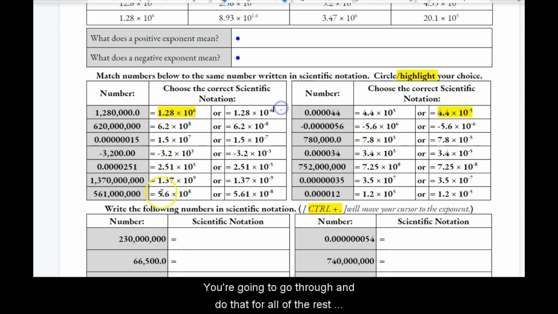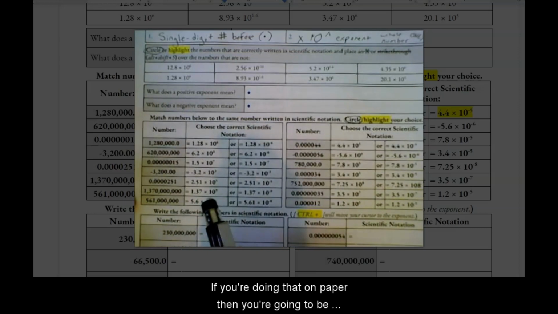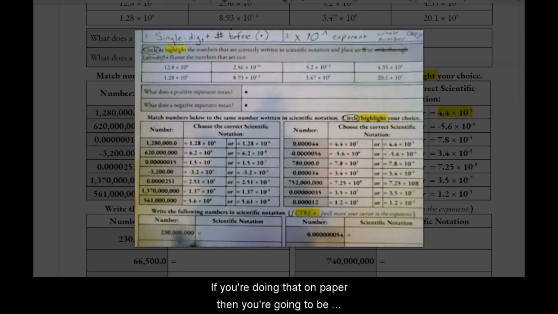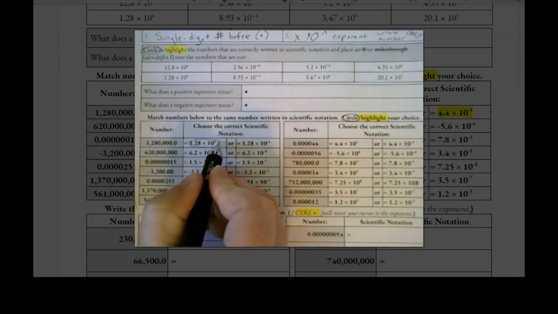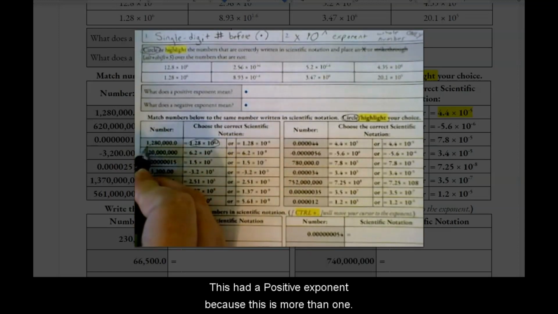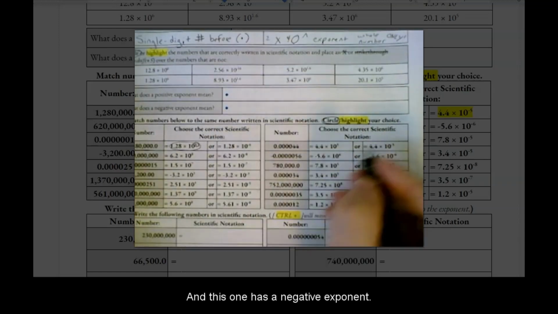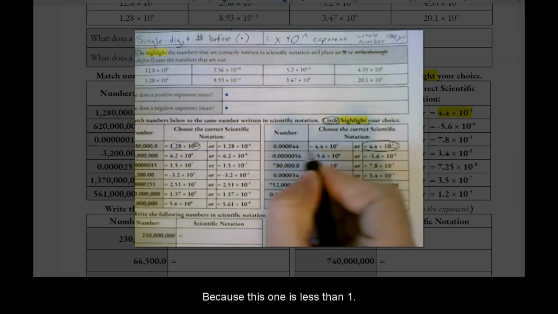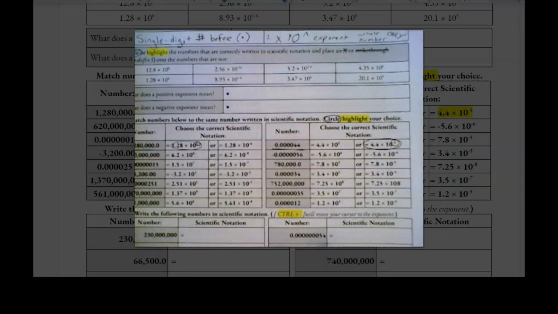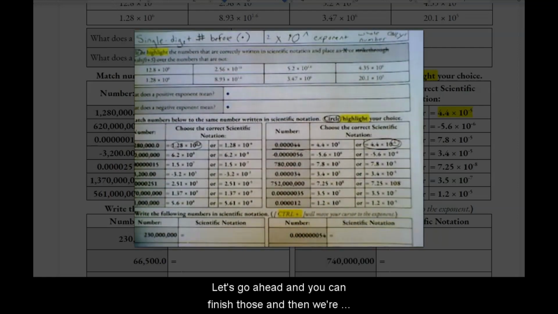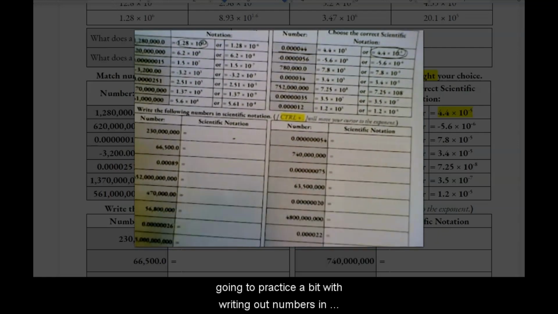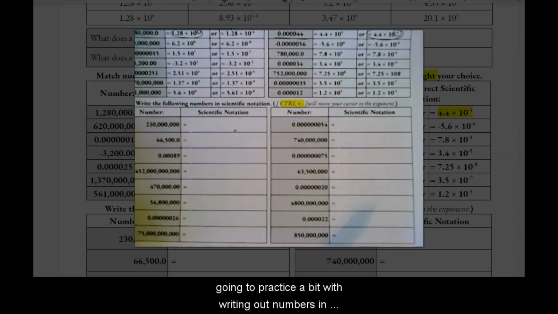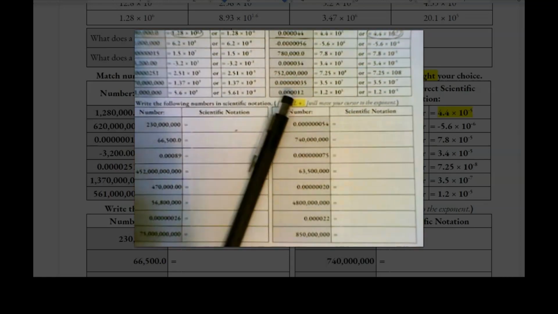So you're going to go through and do that for all of the rest of these questions. If you're doing that on paper, then you're going to be circling the ones that are correct. This had a positive exponent because this is more than 1. And this one has a negative exponent because this one is less than 1. All right, let's go ahead and you can finish those. And then we're going to practice a bit with writing out numbers in scientific notation.